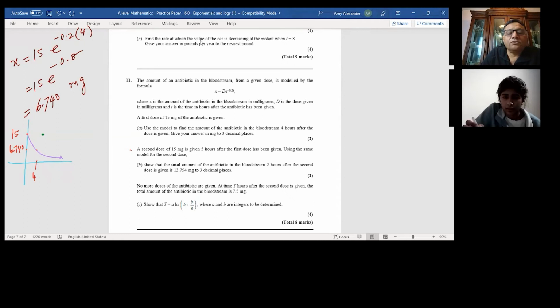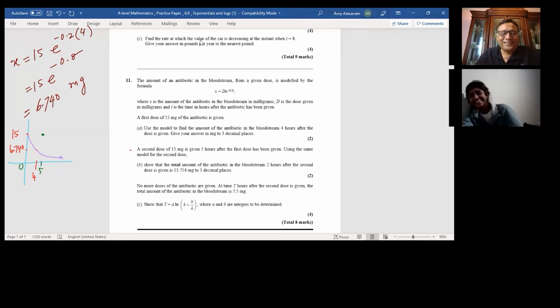No. A second dose of 15 milligrams is given 5 hours after the first dose. That means if you start, 5 is here only, right? It is not related with 4 hours of the previous one. You might get that mistake. Okay, I get you. I thought 4 was the first dose for some reason. So yeah, I understand what you mean by wordy problems. You get lost in the English.